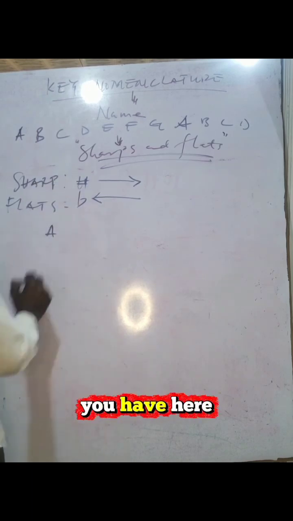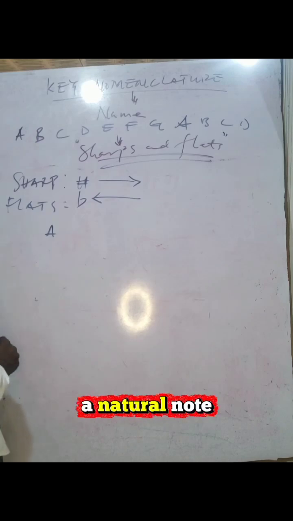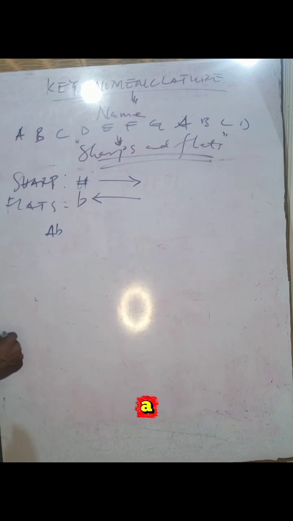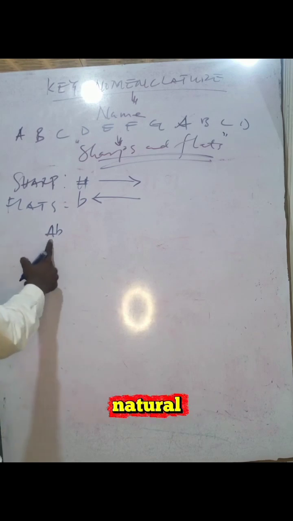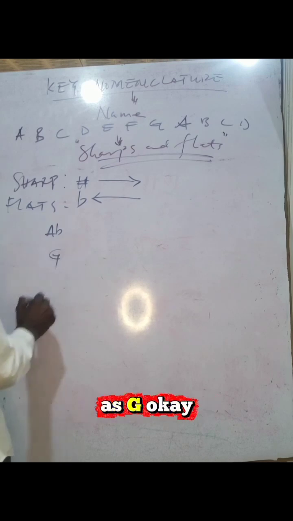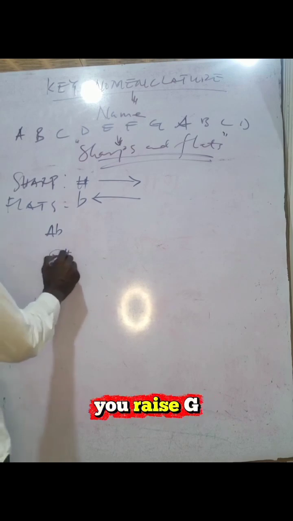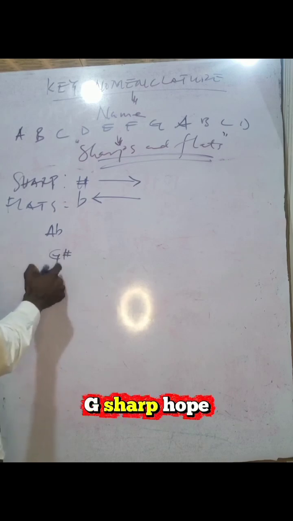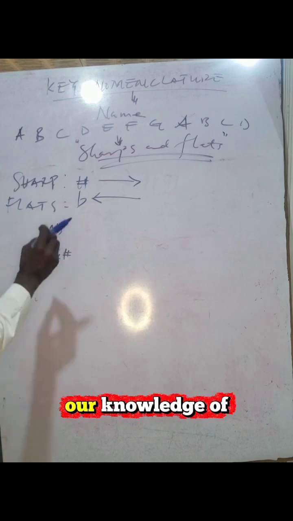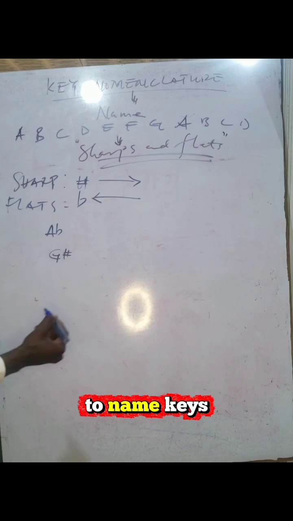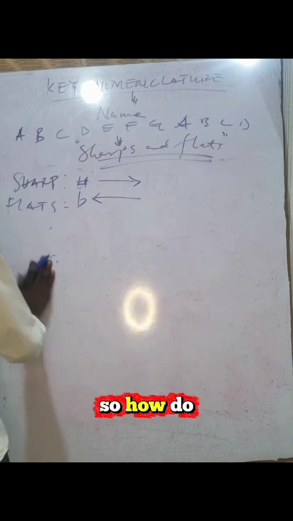So if you have A as a natural note and you add this, it alters that key A. This is no longer A natural, this is A flat. If you have G and you raise it, this is no longer G but G sharp. Hope you understand. With our knowledge of sharps and flats, we are going to be able to name keys. So how do we go about this?